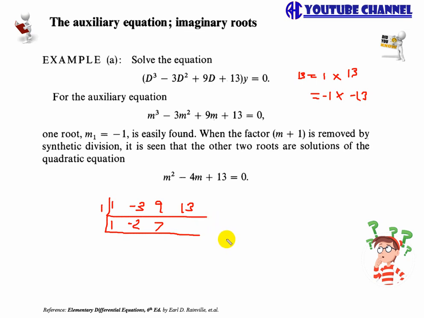So, balik natin. So, mag-assume tayo ng negative 1. Kasi that is one of the factor ng 13. So, bring down natin sa 1. 1 times negative 1, that is negative 1. Plus negative 3, that is negative 4. Negative 4 times negative 1, positive 4. Plus 9, that is positive 13. 13 times negative 1, negative 13. Plus 13, that is 0. So, ibig sabihin, so negative 1 is one of the factor or root ng auxiliary equation natin.